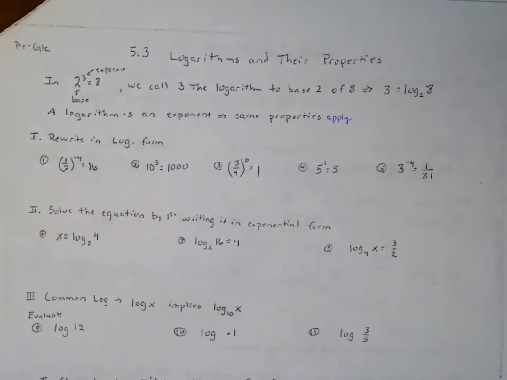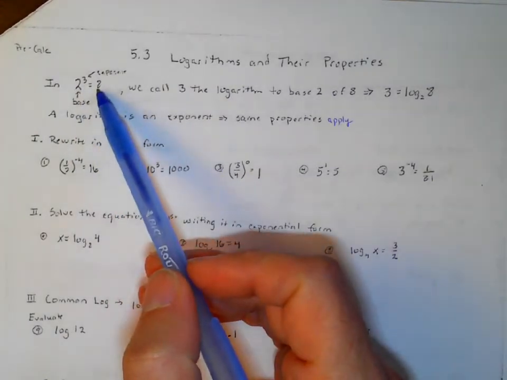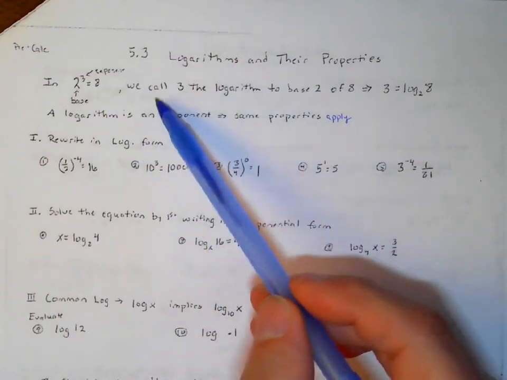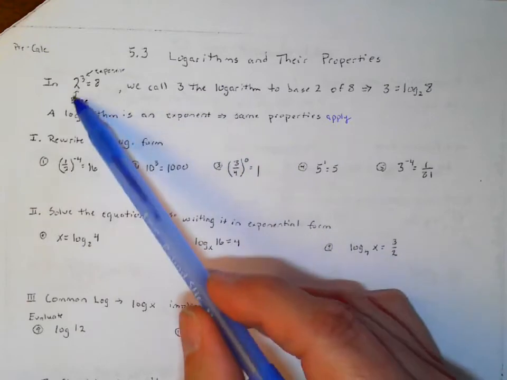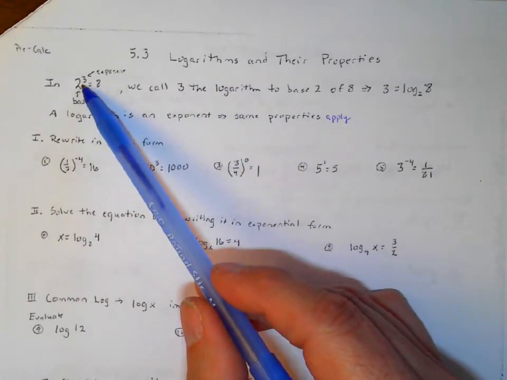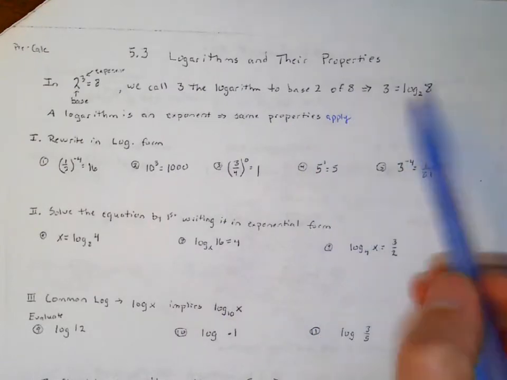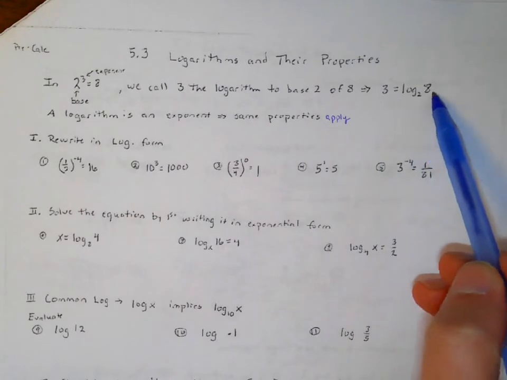Notes 5.3, talking about logarithms and their properties. We know that 2 to the third power is 8, okay? Because 2 times 2 times 2 is 8, right? So what we do with logarithms is say that 3, that exponent there, is the logarithm to base 2 of 8, okay? And we can write it like this. So that exponent is equal to log base 2 of 8, okay?